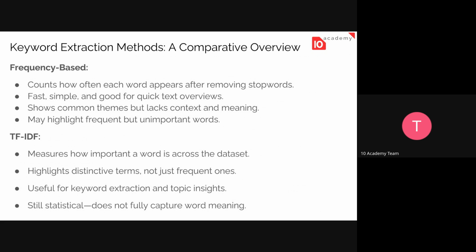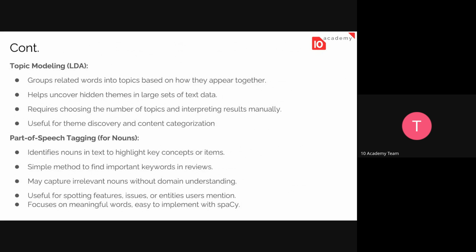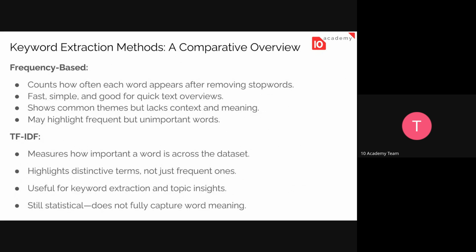We have four types of keyword extraction for now. The first one is frequency-based. This just counts which words show up the most after removing stop words like "the" and "and".